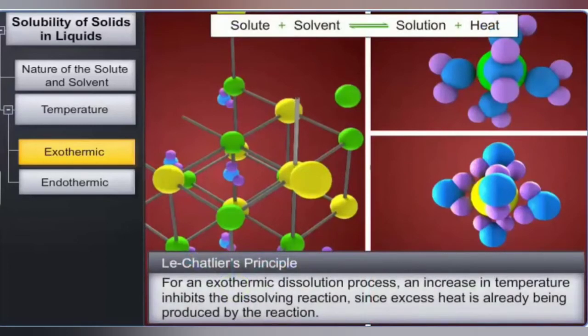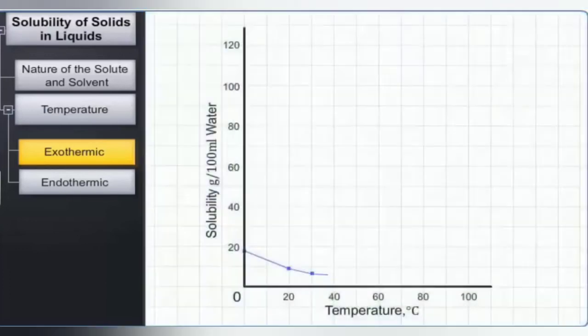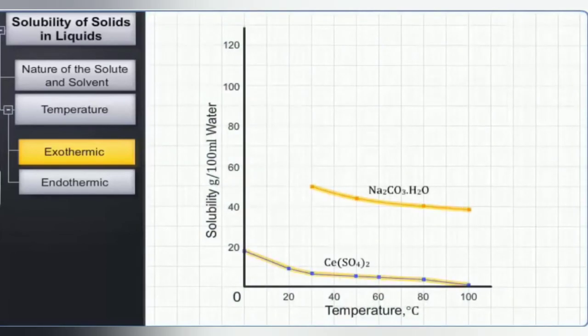It can be seen that, as per Le Chatelier's principle, for an exothermic dissolution process, an increase in temperature inhibits the dissolving reaction since excess heat is already being produced by the reaction. For salts like cerium sulfate and sodium carbonate monohydrate, an increase in temperature decreases solubility.